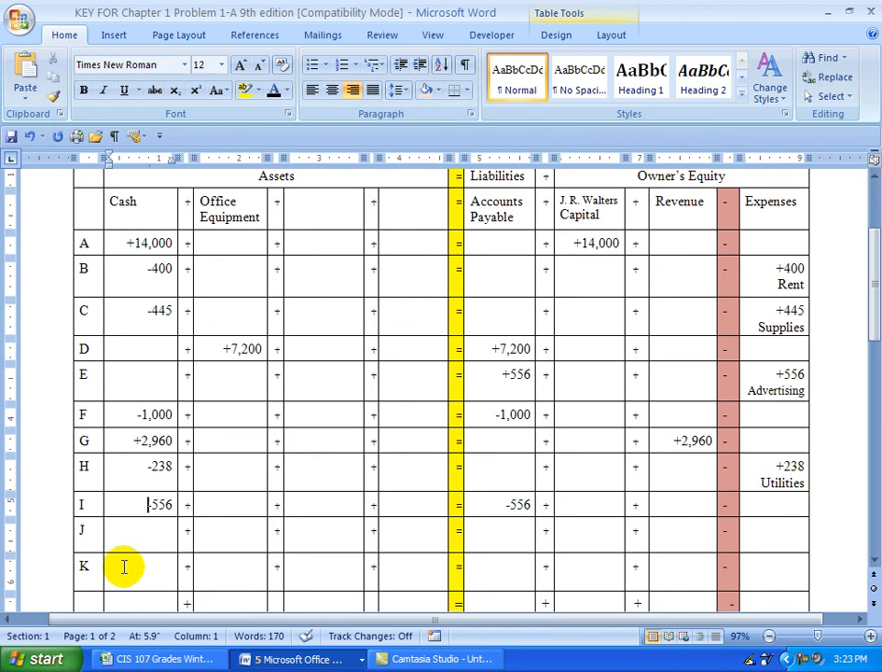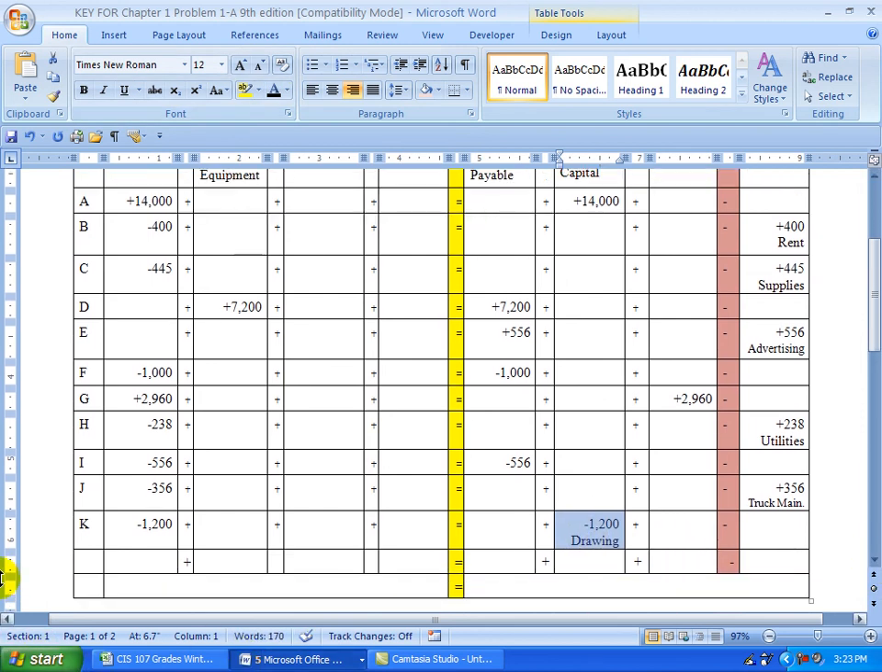Looking at letter J, we paid the truck expenses, about $356, so our cash is going to go down. And this is for an expense, so our expenses are going to go up. Okay, and in letter K, the owner withdrew cash for personal use. We wrote a check, so cash is going to go down. And we're going to record the draw in the capital account. And so we're going to make that a minus. Instead of investing, they're taking something out, so it's a minus $1,200, and we're labeling it drawing.